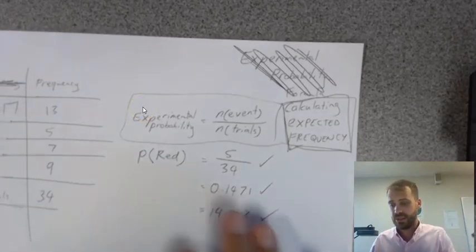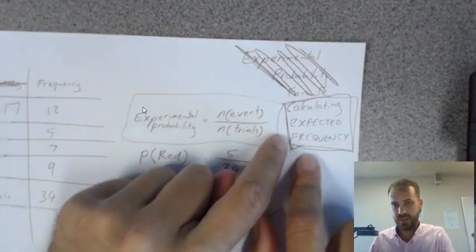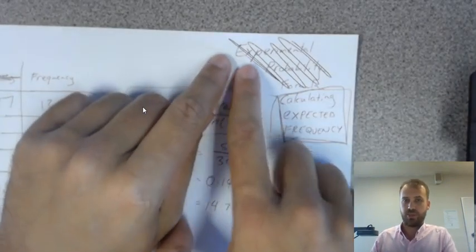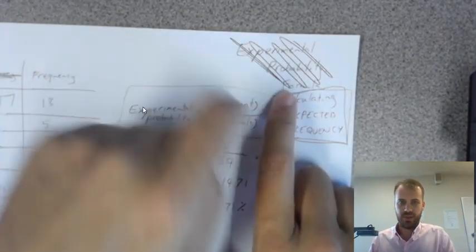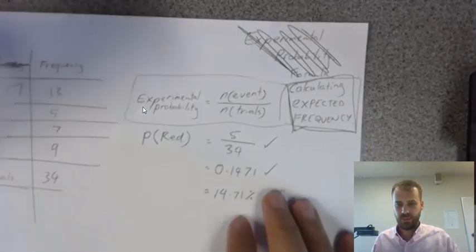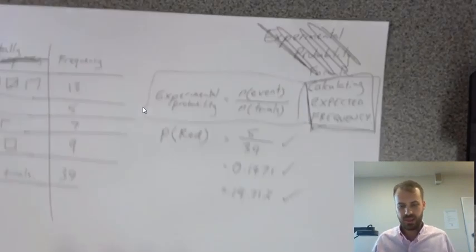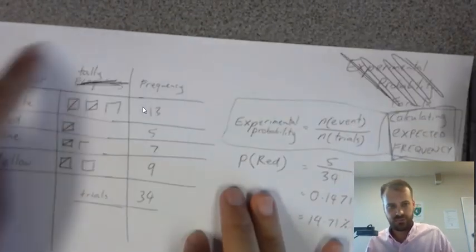Okay, this video is on calculating expected frequency. You can't really do it unless you've watched the previous video, which is experimental probability formula. Now in that video, you'll remember we did an experiment with these disks. We kept pulling one out and looking at it, pulling one out and looking at it. We created a relative frequency table.